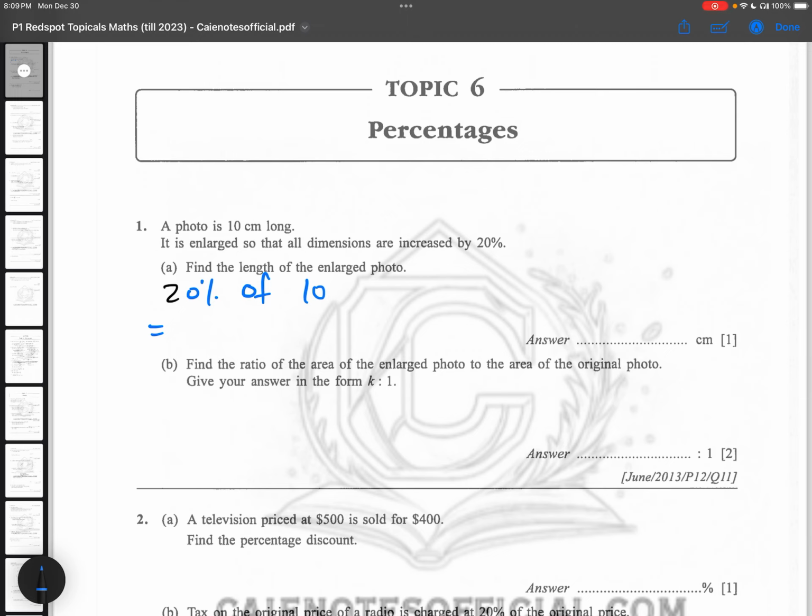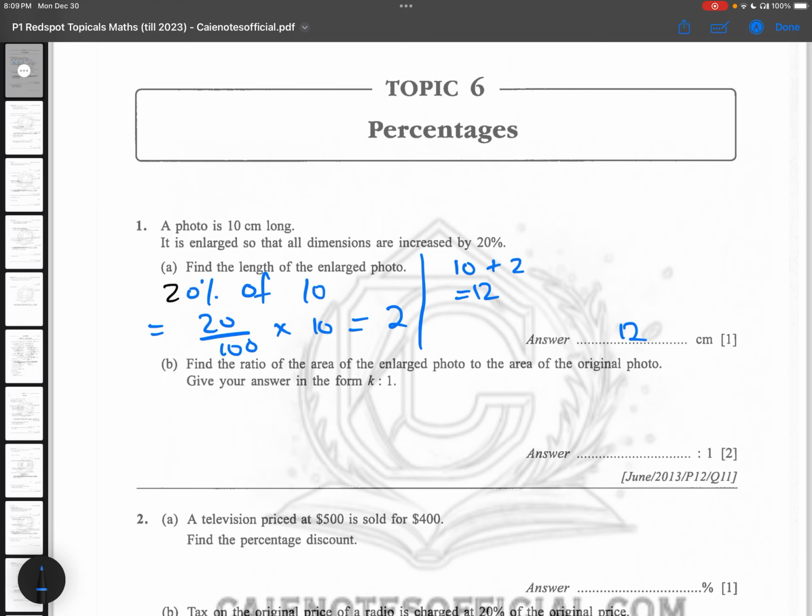To calculate 20% of 10, to remove the percentage sign, you divide it by 100. Of means multiply, and then you multiply it with 10. So what you will get is 2. It means the length of the photo has been increased by 2 centimeters. So the new length will be 10 plus 2, that will be equal to 12. So the length of the enlarged photo is 12 centimeters.